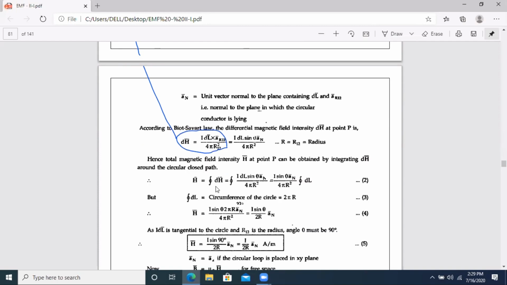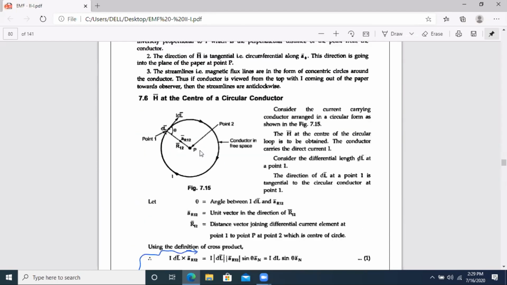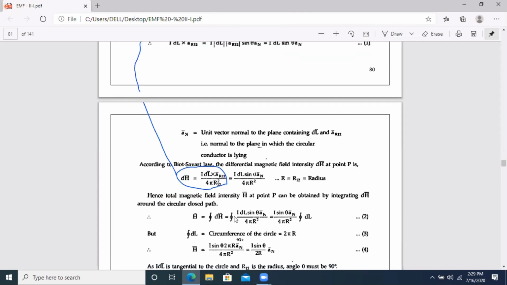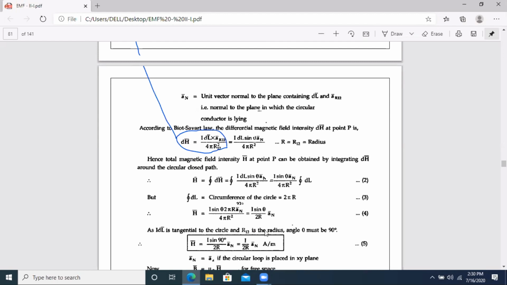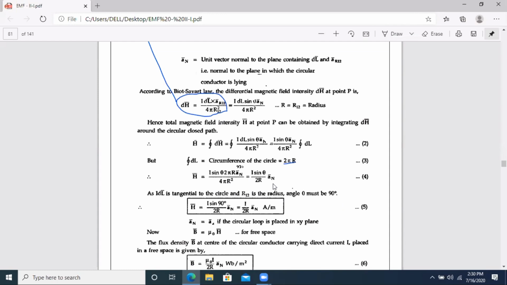So H is this, which is the integral around the circle of this. It works out to this. The integral around the circle is just 2 pi r. Right? So H becomes this.